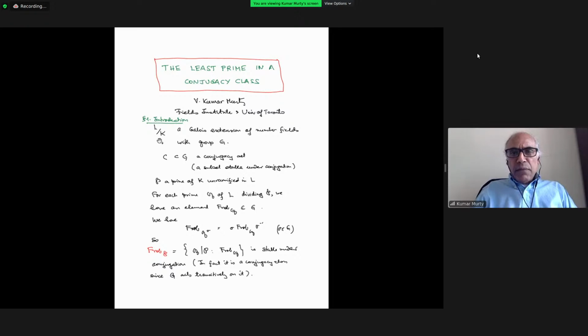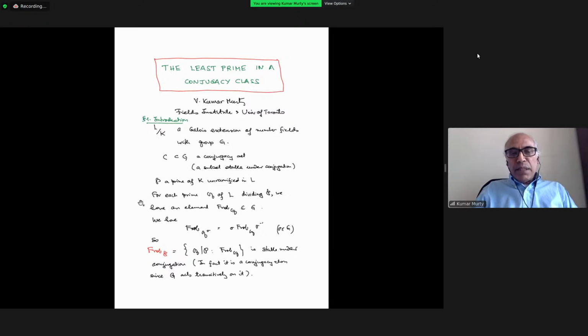I have a Galois extension of number fields, L over K, and let's say the Galois group is G. And you take a conjugacy set, that just means a subset of the group which is stable under conjugation, or another way of saying it is it's a union of conjugacy classes. Then you take a prime of the base field, K, which is unramified in the top field. So it'll factor in some way.